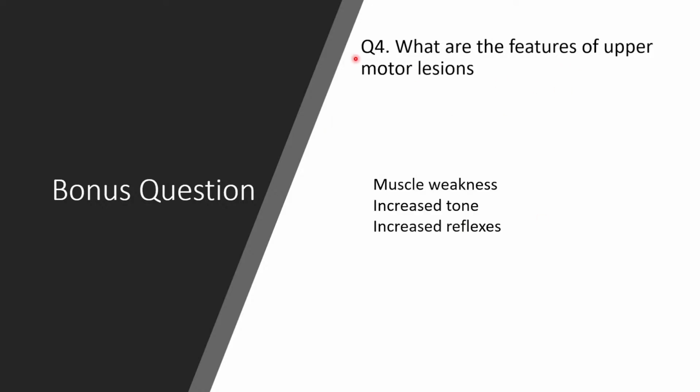What are the features of upper motor neuron lesions? So this is muscle weakness. This is increased tone and increased reflexes. The reason for increased reflexes, we've discussed this, is because it's a lower motor neuron overactivity. This is a sort of release phenomenon.